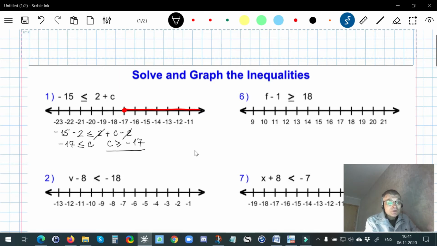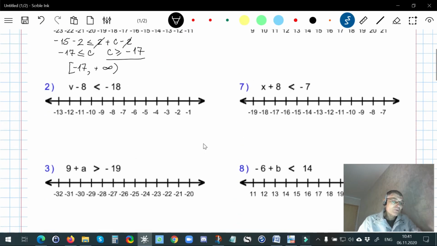And the third thing we have to do is interval notation. Remember how we do that. The lowest boundary is negative 17. We include it, which we indicate by this square bracket. Then we put a comma, and it goes to positive infinity. That's it. We are done here. Okay, let's go to number 2.